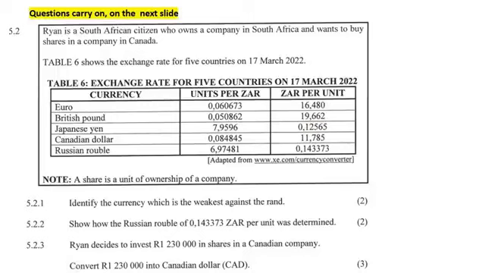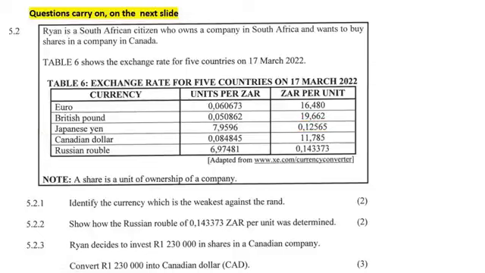If you would like to buy, let's say you would like to buy a British pound, then you would have to pay 19.662 Rand to get 1 British pound. If you would like to buy 1 Canadian dollar, you would pay 11 Rand 0.785. And then if you would maybe like to buy a Japanese yen, then you would only have to pay 0.12565 to get 1 Japanese yen.